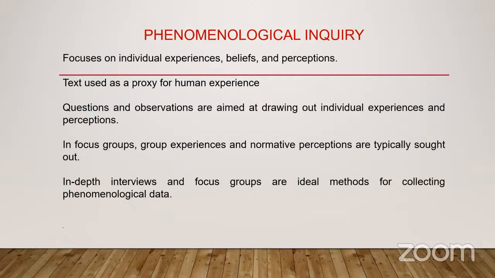Usually, whatever text has been used is like a proxy for human experience, because not necessarily it is whole and soul content based on that particular person's individual experiences. Questions and observations are aimed at drawing out individual experiences and perceptions, as you already answered. Usually, the researcher asks certain questions, or he might use the observation method, to understand what the individual is experiencing and what his or her perceptions are. They can also use focus groups to check specific experiences across a bigger group, means it may not be only one single individual, but more than one individual.